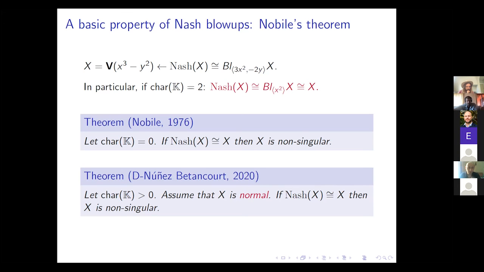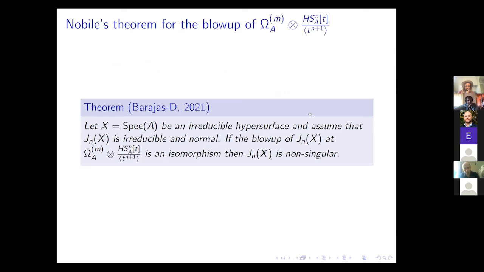Well, we can prove using the previous description, the previous tools, that this property also holds for the blow-up of this module, in the case of a hypersurface. So this is the final theorem for a hypersurface, assuming that the jet scheme is irreducible and normal, again normal. Notice that this is a characteristic-free statement. So we have the same statement. The blow-up of this jet scheme at this module being an isomorphism implies that this one is non-singular.